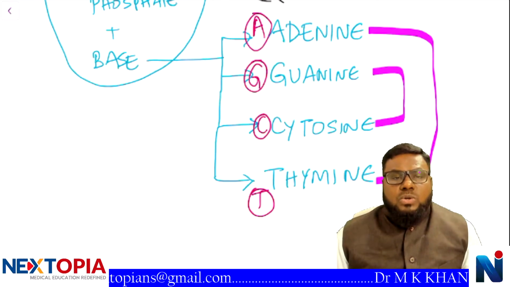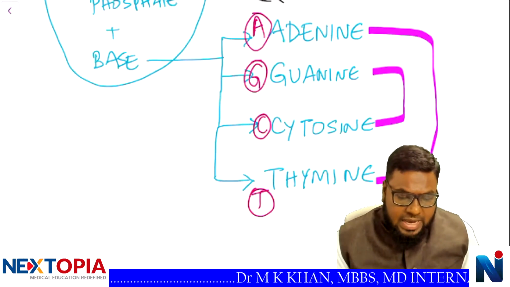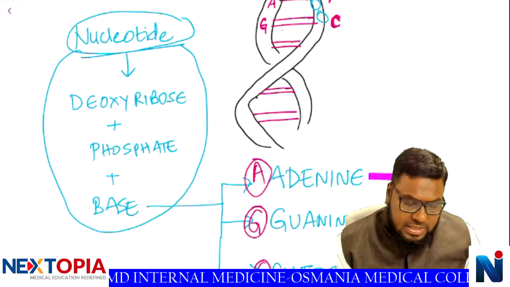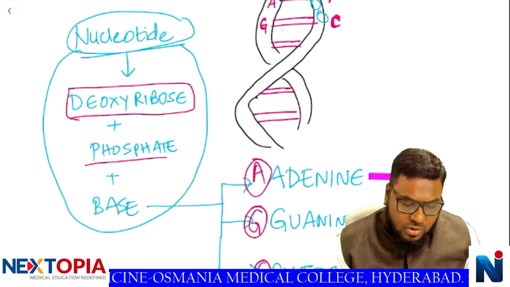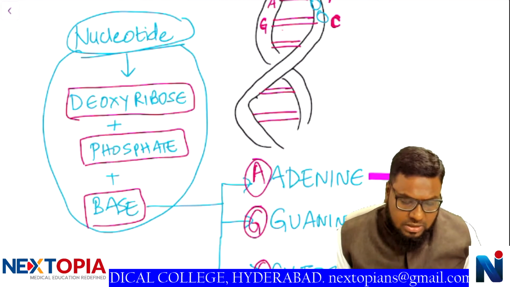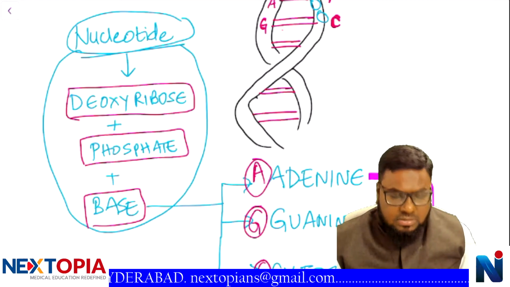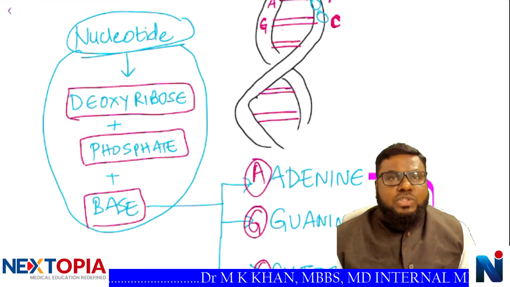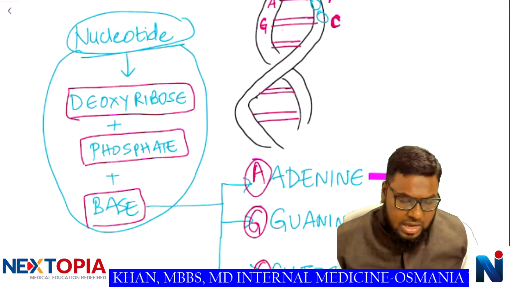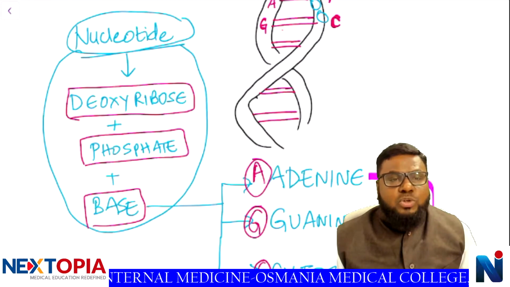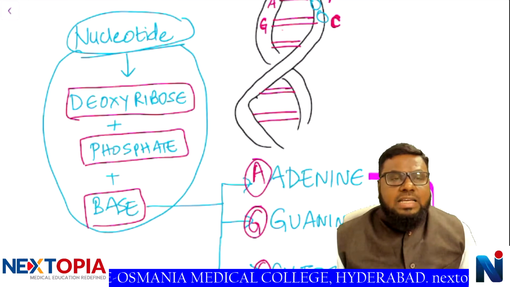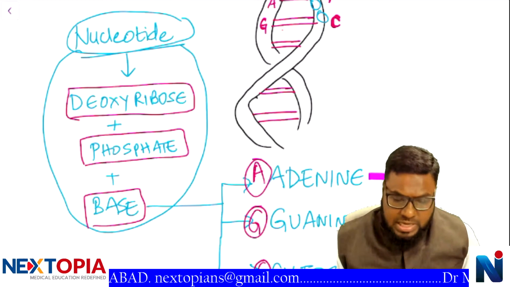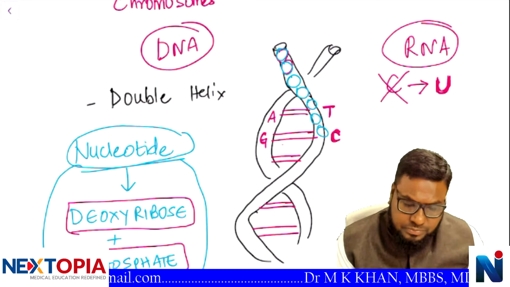So this is all about the deoxyribonucleic acid and the ribonucleic acid. In DNA, we have a deoxyribose sugar, then a phosphate bond, and then a nucleoside base. In RNA, it is a ribose sugar, and instead of the base thymine, it contains uracil.